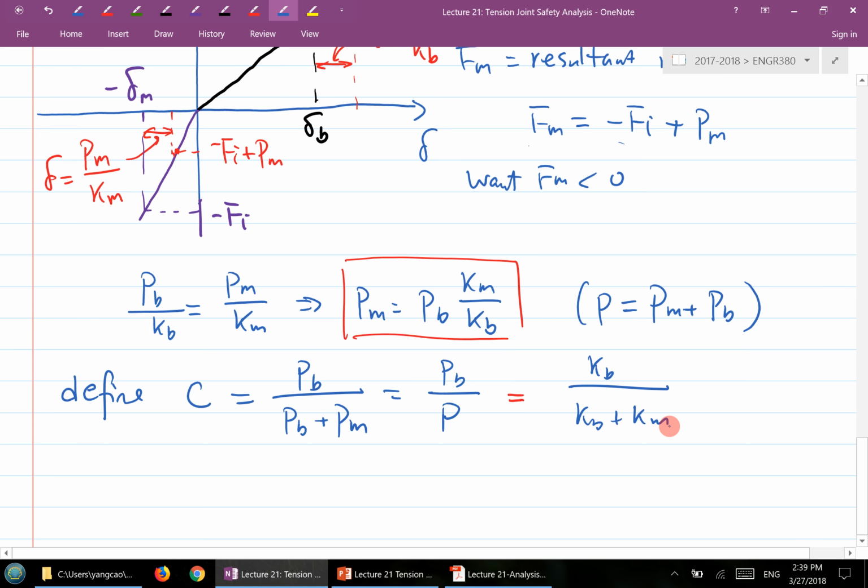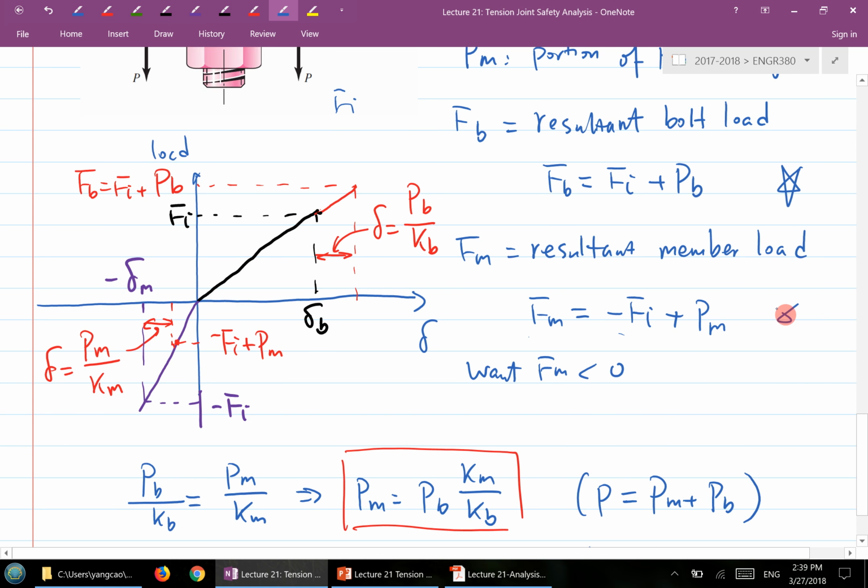Okay. So instead of relating to the portion of the load from the external force, it's much easier to do this. So your Kb, Km, the stiffness of the bolt and the stiffness of the member, which is exactly what we just did in the previous lectures, right? Okay, that's your C here. Now with this C value, my original two equations here, I can rewrite them using the newly defined constant C.